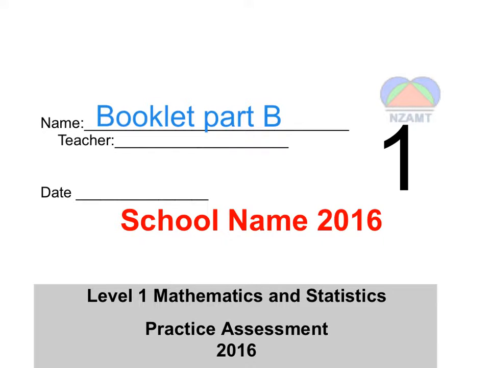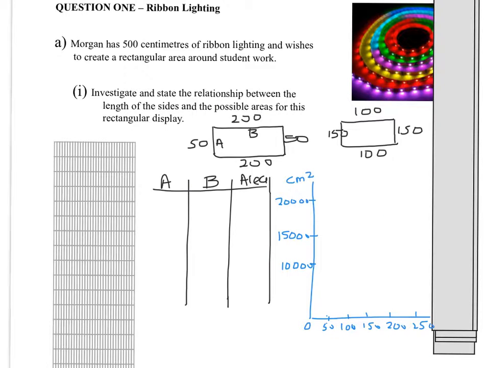Okay, this is the second part of the booklet that we'll be looking at. And the first question is a common one where you have a certain length of rope or ribbon or lighting, and you need to work out the maximum area that you can form, or a relationship between the area and the lengths of the sides.